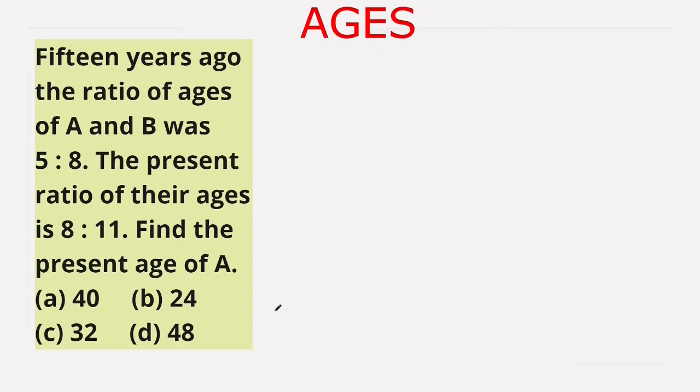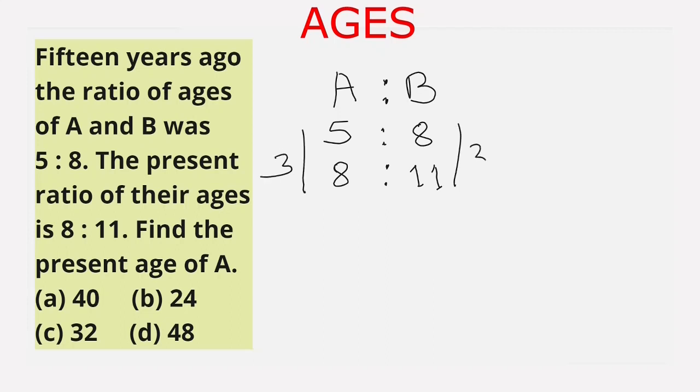Now we solve it by the shortcut method, as we have to know. If we are unable to solve it by options, then we have to know how to solve it fast. So we will solve it by the shortcut method. A ratio B 15 years ago was 5:8 and at present it is 8:11. The difference between 5 and 8 is 3, as well as between 8 and 11 is also 3. So this is 3. This is also 3.